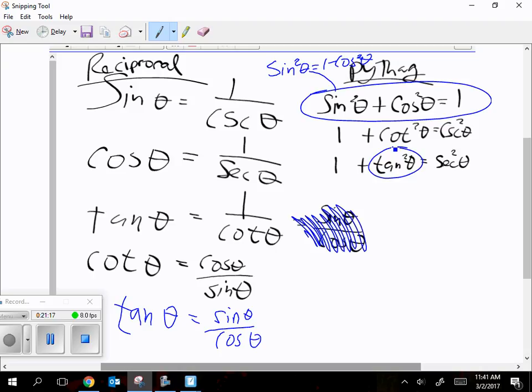So, if a problem today has cotangent in it, do you get that I can say, well, I'm going to pull out cotangent and put in cosine over sine, because they're equal to each other. So wherever I see cotangent, I can put cosine over sine.